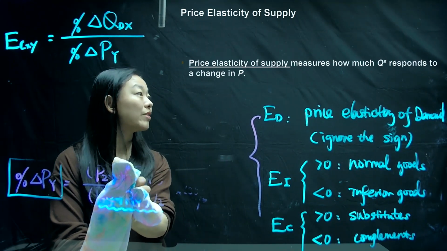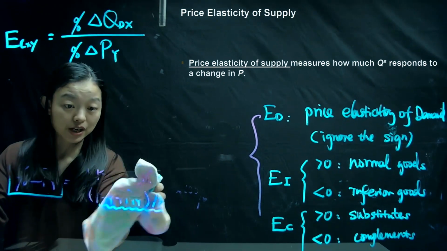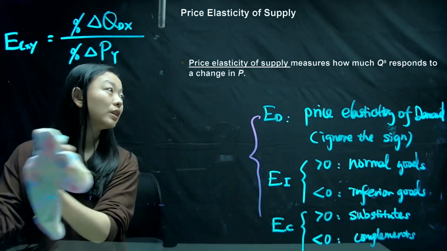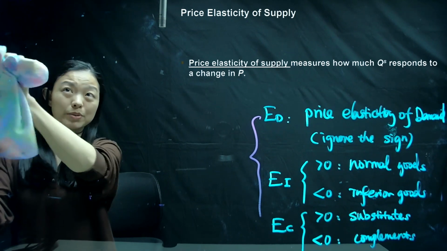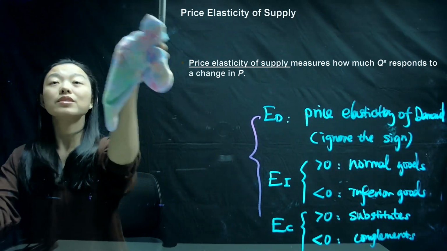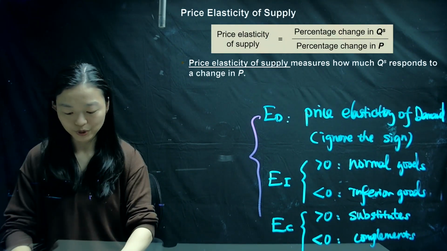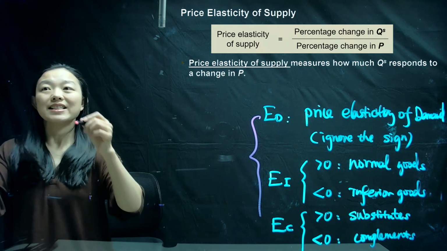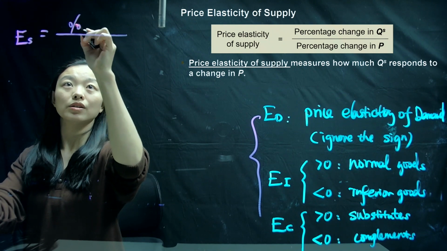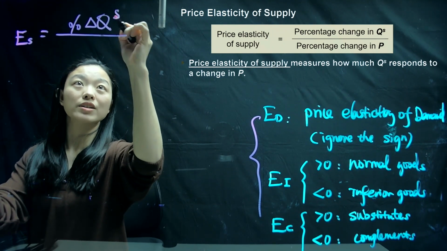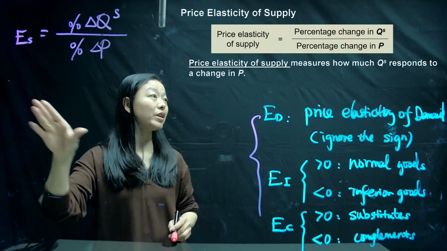First, price elasticity of supply measures how much the quantity supplied responds to the price change. This is the way that we can compute the price elasticity of supply. We always use E subscript S: percentage change in quantity supplied divided by the percentage change in price. Here we can also use the midpoint method.